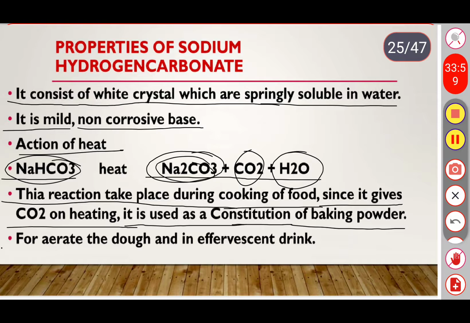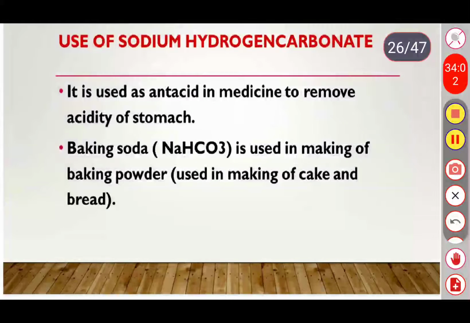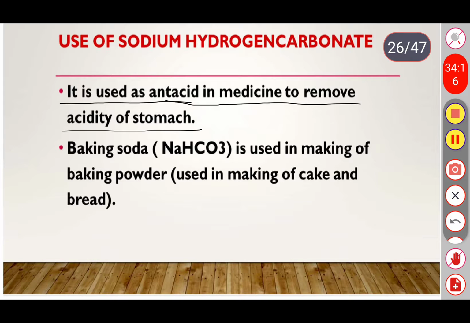See the next one, uses of sodium hydrogen carbonate or sodium bicarbonate. First one, it is used as an antacid in medicines to remove acidity of the stomach. Second one, baking soda NaHCO3 is used in the making of baking powders, used in the making of cakes and breads. With the help of baking soda, we can obtain baking powders. That baking powder we use in the making of cakes and breads.